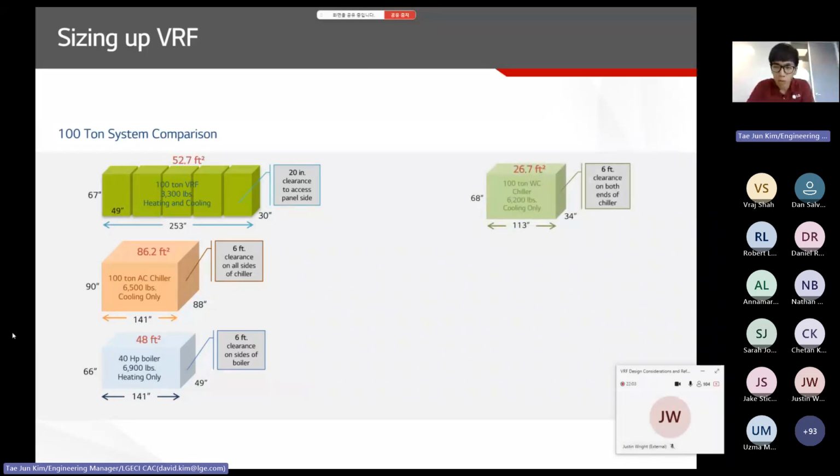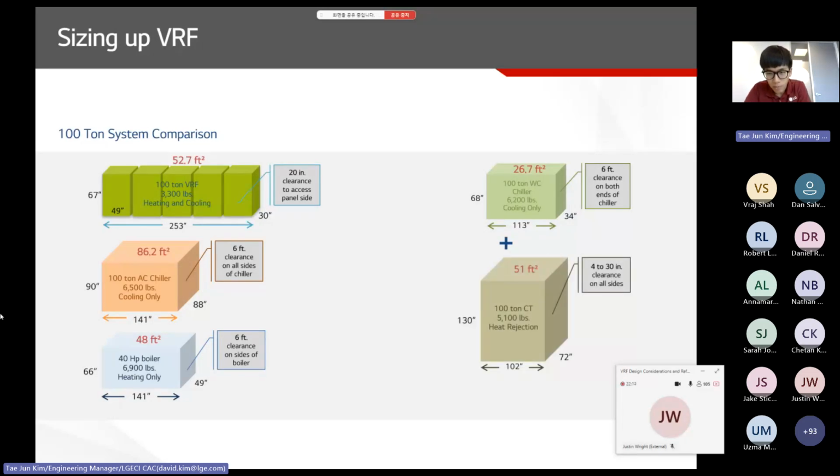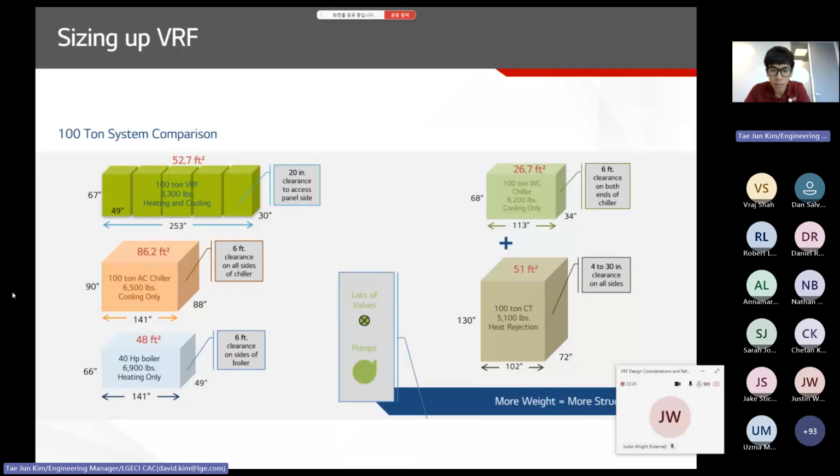If you want to go with a water-cooled system, yes, the water-cooled chiller may be slightly smaller than the air-cooled chiller, but now you're going to need a cooling tower. Along with that, you're also going to need a boiler on top of it. So the overall square footage is going to be significantly bigger than the VRF system.